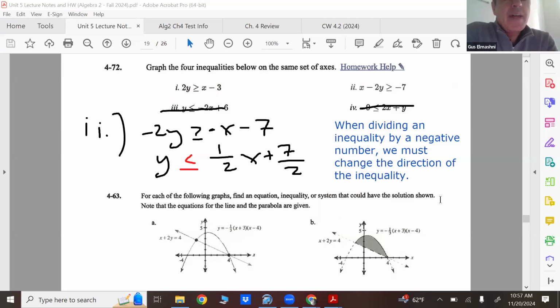Well, let me expand on that because you're on the right track. What if I moved the -2y from the left side to the right side? Then what's going to happen when I isolate y? So if I move this, notice I kept it on the left side initially, but what if I move it to the right side? Now is y going to be less than or greater than?